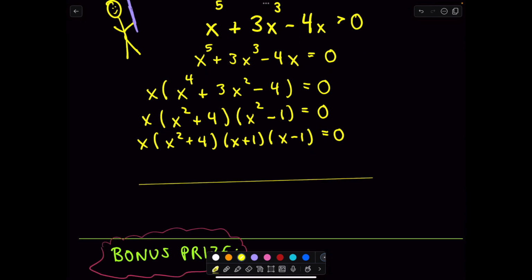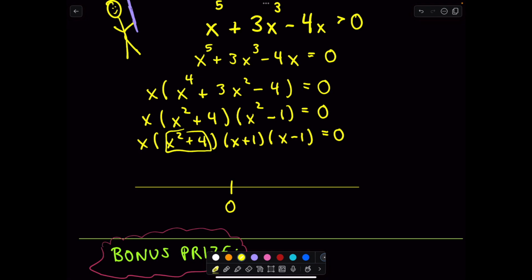If we take each of these factors and set it equal to 0 and solve, if we set x equal to 0, at x equals 0 there's nothing to do. If we take x squared plus 4 and set it equal to 0, well, we could subtract 4 from both sides, and then we could try taking the square root, but we can't take square roots of negative numbers. So this part, there's nothing that'll make that equal to 0.